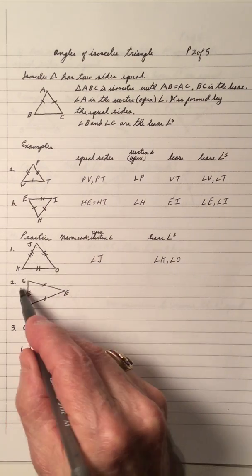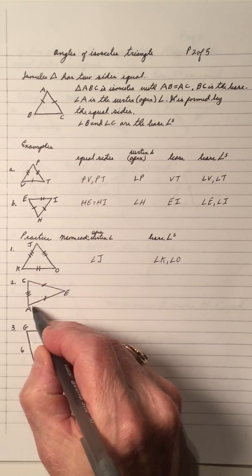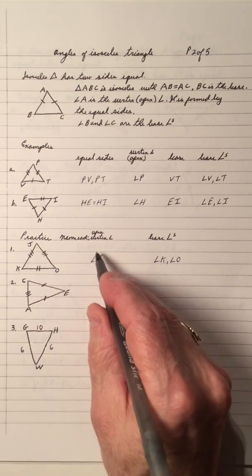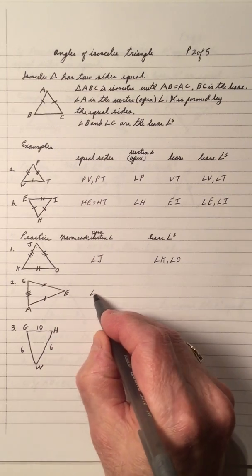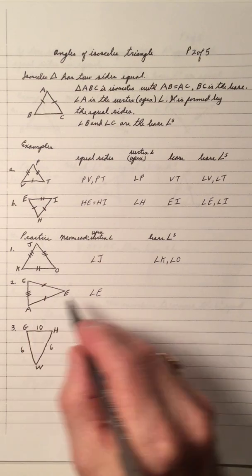And these two sides in number 2, CAE, CE is equal to AE. That means the apex angle is angle E. And the base angles are C and A.